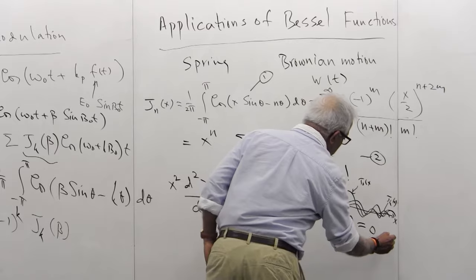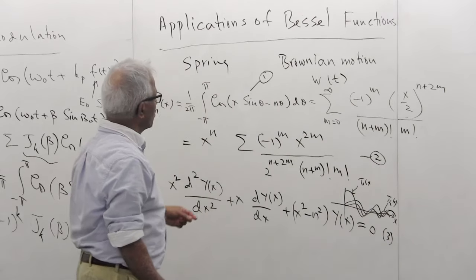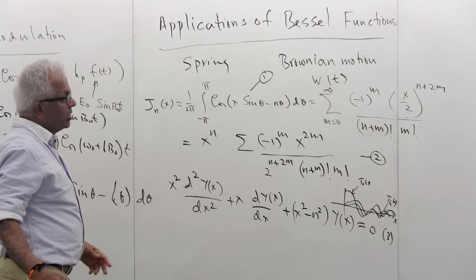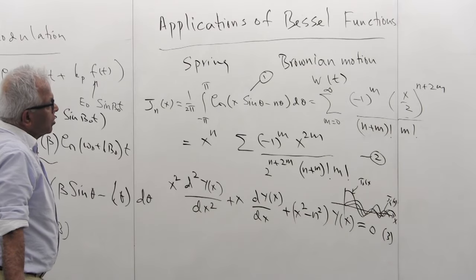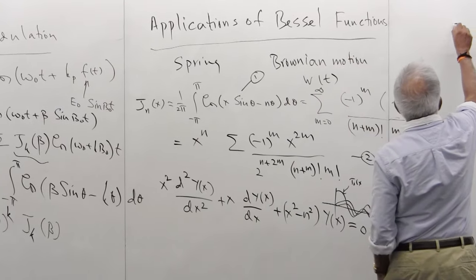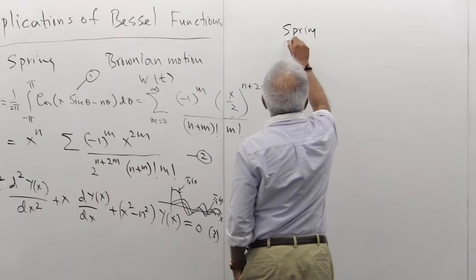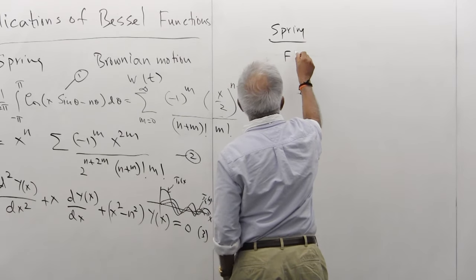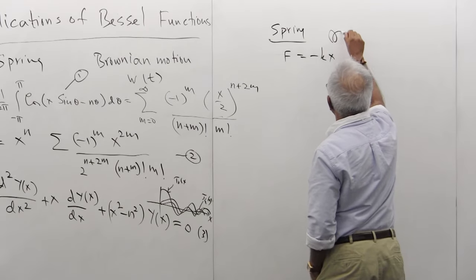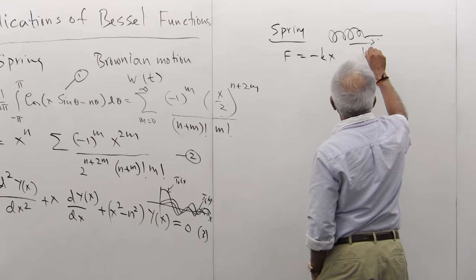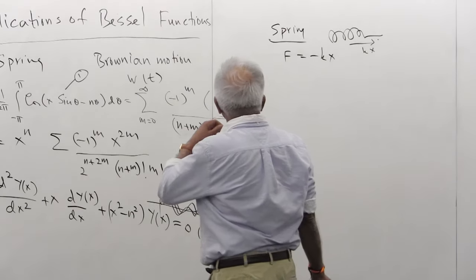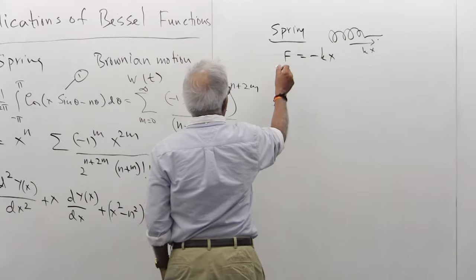So in any physical problem, if you can match your problem to one of these aspects, then the Bessel function comes in. So I'll discuss the spring, which I have discussed earlier. Then we'll also look at the possibilities in Brownian motion. So a spring: an ideal spring has a force proportional to the stretch, pulling back by this stretch of the spring, right?